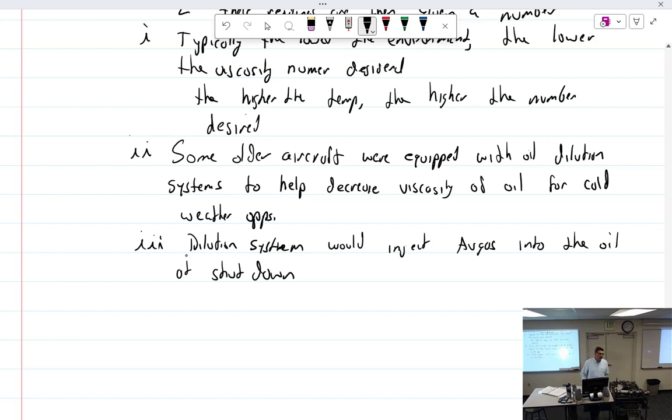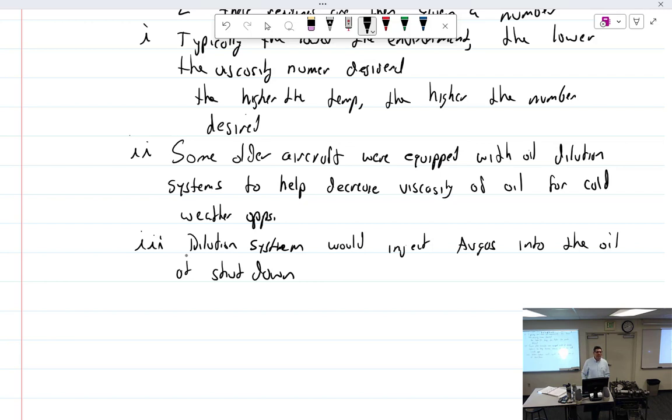So as you shut your engine down, I think you'd have to keep it running. I've never read the operation on this in practical, but it doesn't make sense. You wouldn't be able to just shut the engine down and inject it. But you'd let the engine cool down. And then you would inject gasoline into the oil system. So the gasoline and oil would mix and it would make the oil lower viscosity.